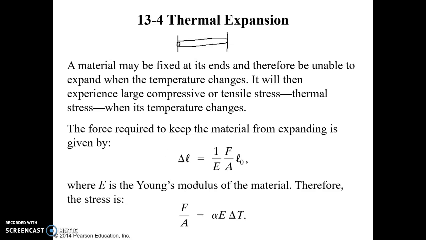How much stress occurs is related to the change in temperature as well as the modulus of elasticity of the material, E. And so the stress, force divided by area, equals alpha, the coefficient of expansion, times the modulus of elasticity, times delta T. So we can calculate the amount of stress induced in a material by thermal changes using this formula.